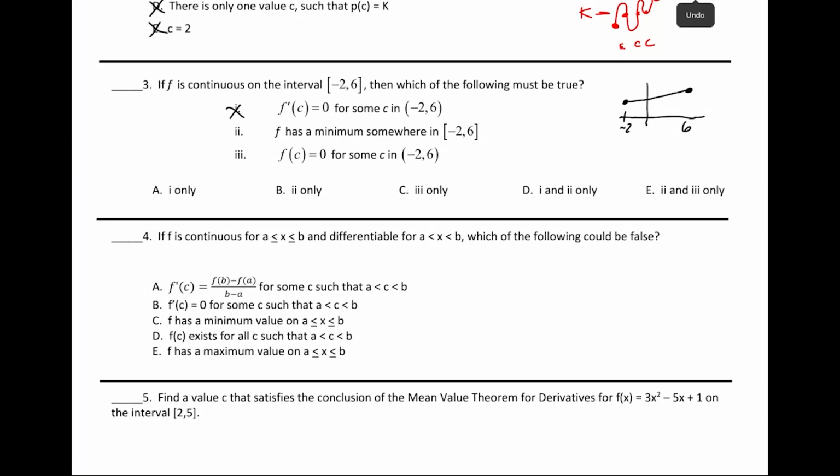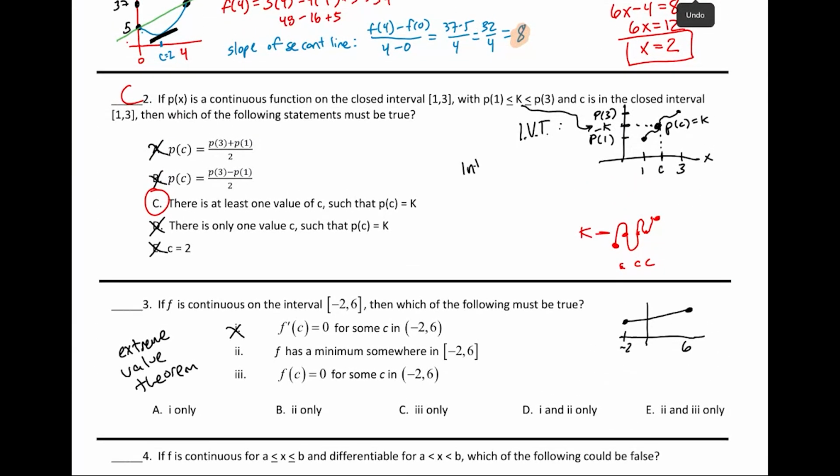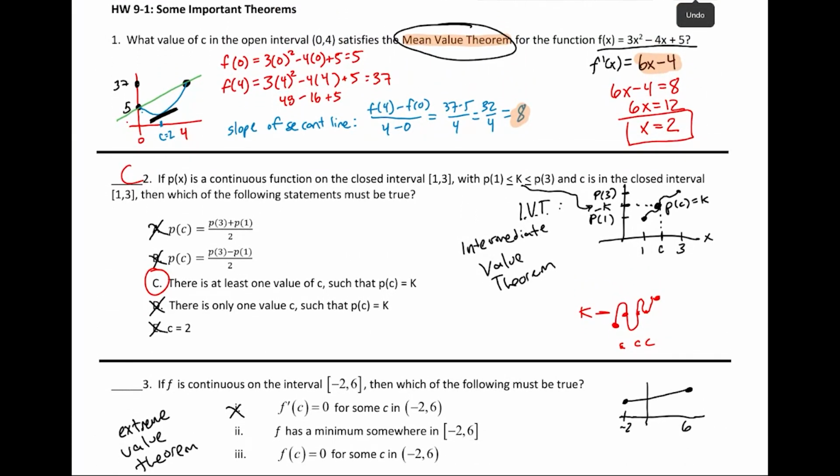2 says f has a minimum somewhere. Now this has to be true because of the extreme value theorem. And maybe I should have written down, I said IVT in the last one. This is the intermediate value theorem. Did I write it for number 1? It just says mean value theorem in the problem, so I'll just leave it like that.